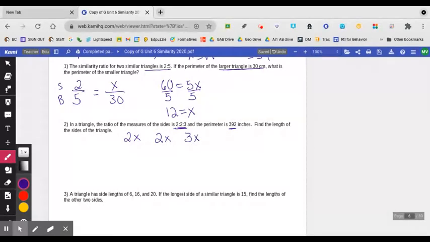So that's my sides. So what do I do to the sides to find the perimeter? I add them all together. So 2x plus 2x plus 3x equals 392. So that's 7x equals 392. Divide both sides by 7.